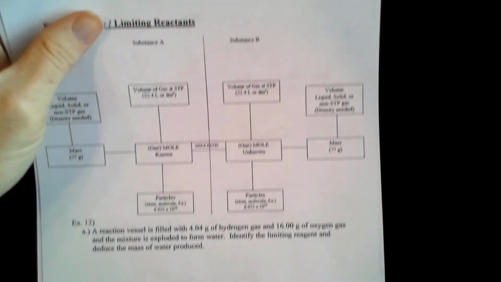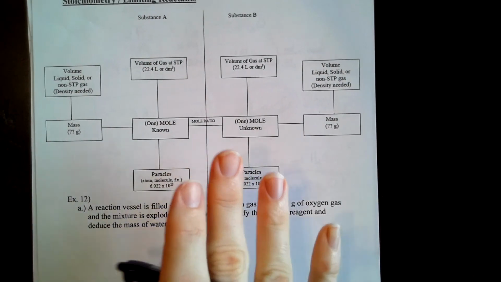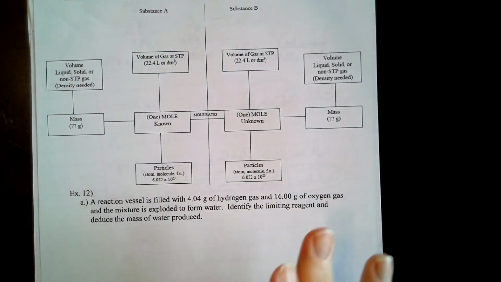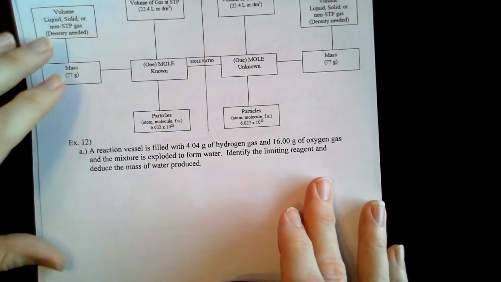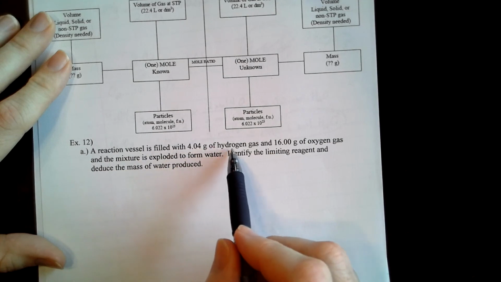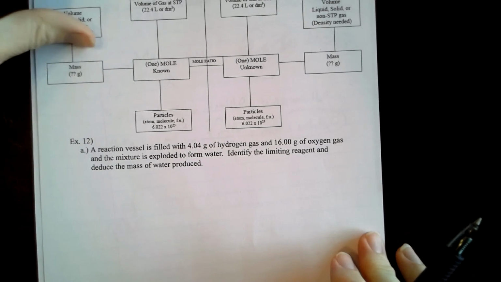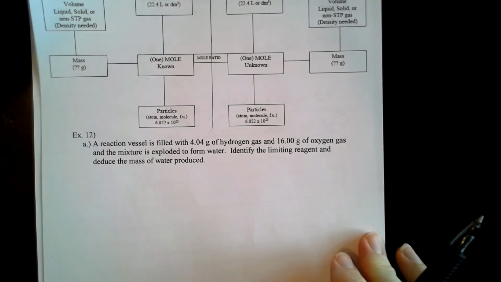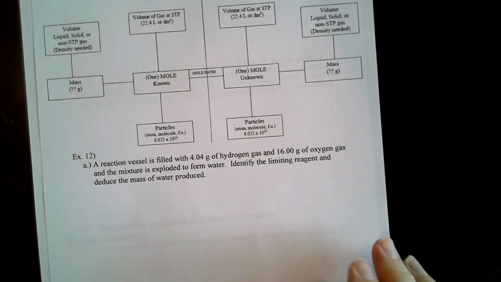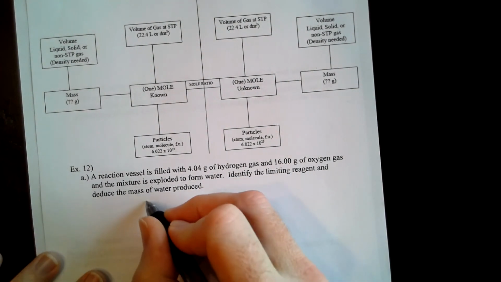Now let's do some stoichiometry. Now, stoichiometry is when we're using a chemical reaction. We're combining that one thing into our chemical reactions. Now, notice the mole map right here. That is just a reference point for remember all the stuff that we did. So let's see, if we have a reaction vessel filled with 4.04 grams of hydrogen gas and 16 grams of oxygen gas, and the mixture is exploded to form water. Identify the limiting reagent and deduce the mass of water produced.